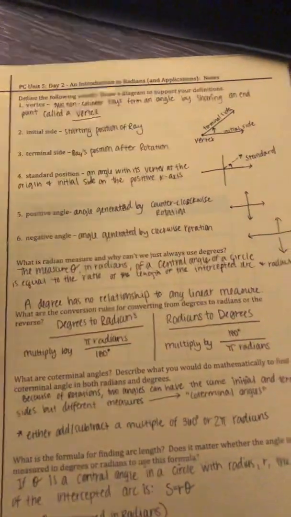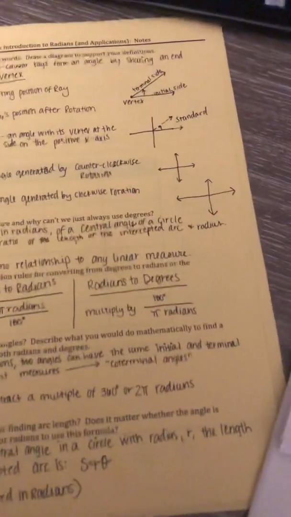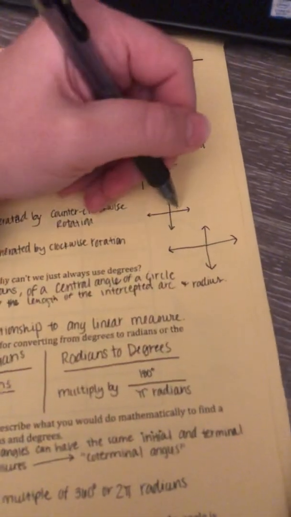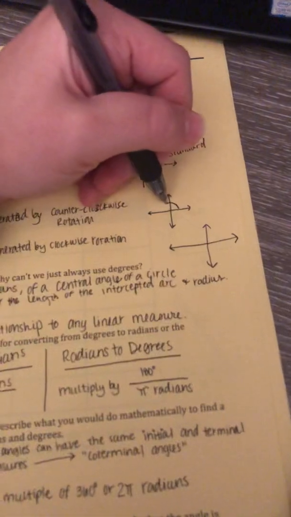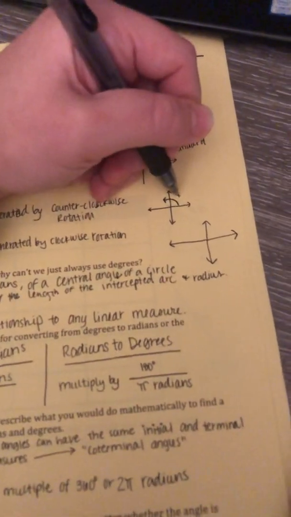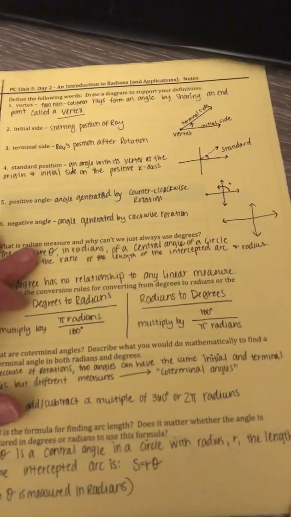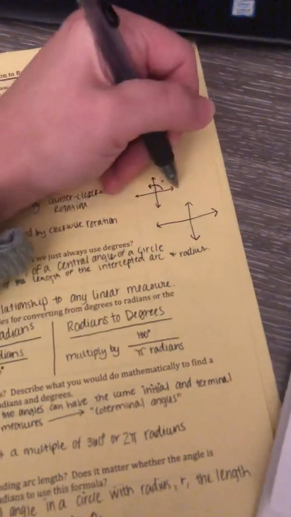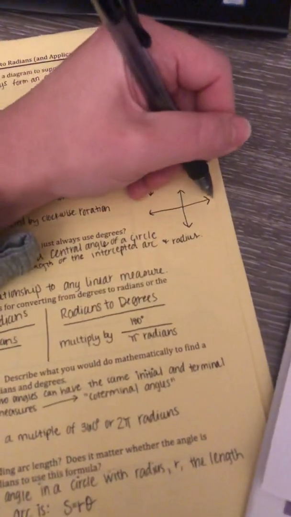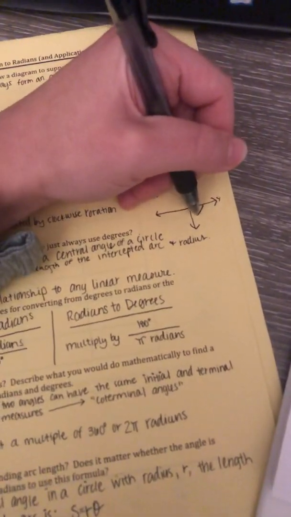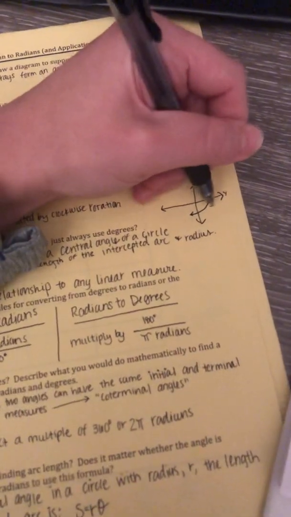All right, positive angle is an angle created by counterclockwise rotation. Okay, and counterclockwise is going to be this direction. So I'm just going to label that positive here. And then negative angles are going to be generated by clockwise rotation. And this is always going to be starting at the x-axis. So going negative goes this way.